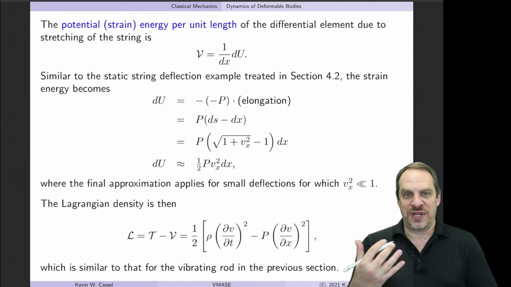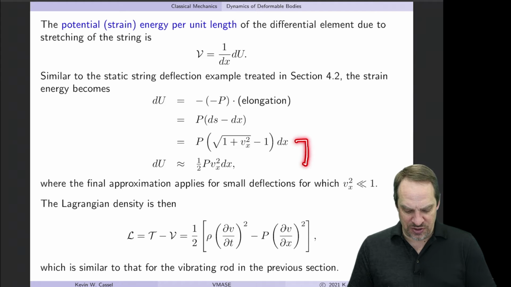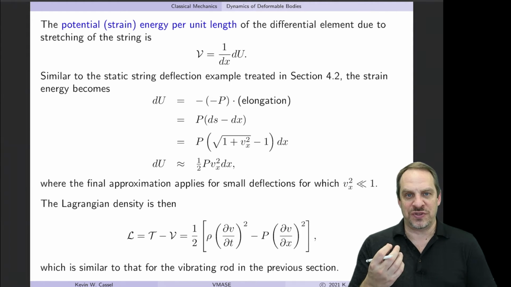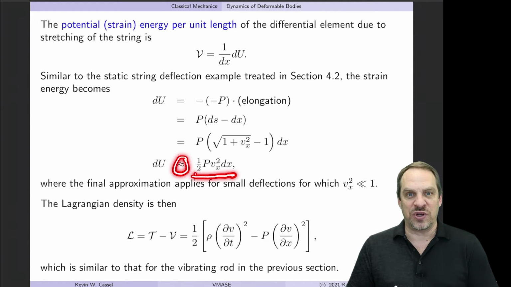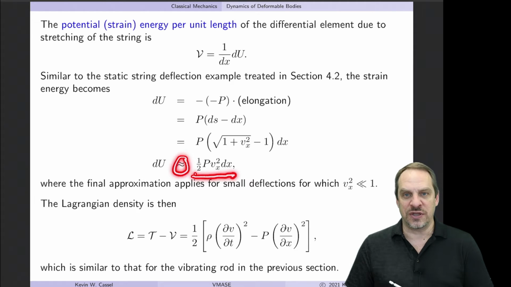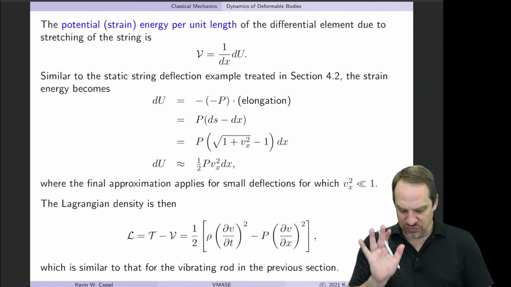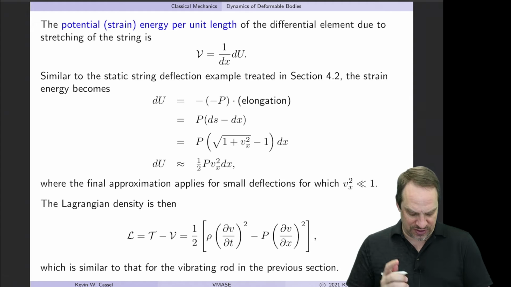Then, if you remember from the statics case, to get from here to here, we took advantage of the small displacement assumption. We used the binomial theorem expansion to get an approximation for this square root, and that resulted in this. So it can be approximated as 1/2 times P times the square of partial v, partial x, times dx. Again, exactly the same as for the statics case.